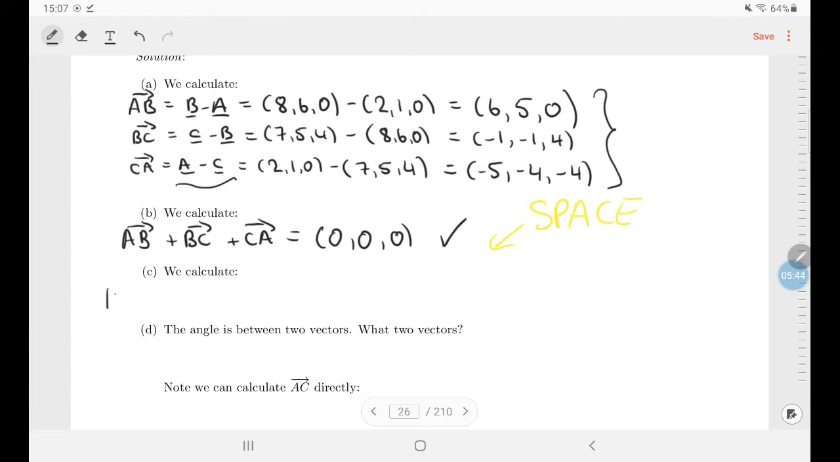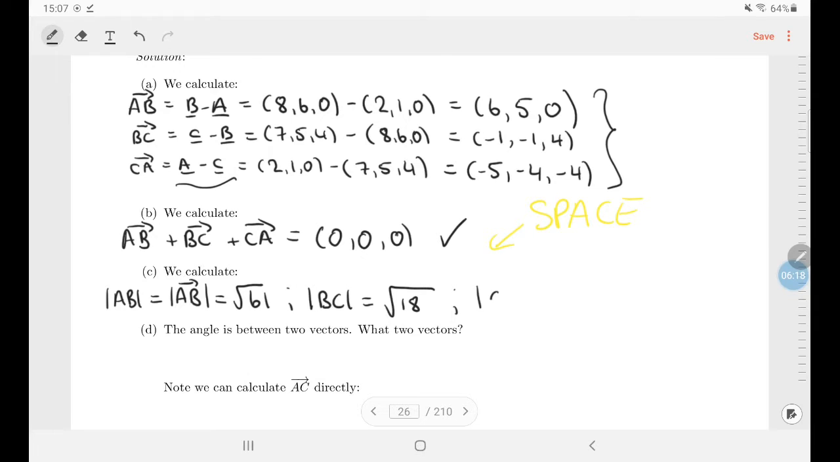So the length of AB is equal to the length of the vector A to B. Square root of the sum of the squares. I have a little handy calculator here. Square root of 6 squared, which is 36, plus 5 squared, which is 25. I get the square root of 61. And similarly, the length of BC is the length of the vector B to C, which is the square root of the sum of the squares: minus 1 squared, which is plus 1, plus minus 1 squared, which is another plus 1, plus 4 squared, giving me the square root of 18.